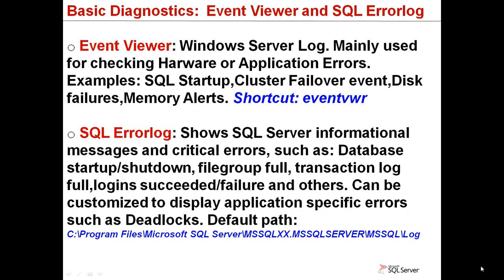The Event Viewer is a classic Windows Server log where critical errors are recorded, such as hardware failures, memory alerts, or services stopped and started. For most situations, it is useful as a starting point of an investigation when performing a health check at the Windows level. The SQL Server Errorlog stores a variety of data from informational messages to critical errors, mostly related to the product and physical infrastructure, such as database offline, corruption, database space issues, transaction log full, and others. And it can be customized to display further errors, such as deadlock graphs or application-specific messages.